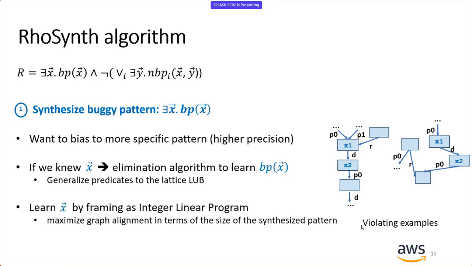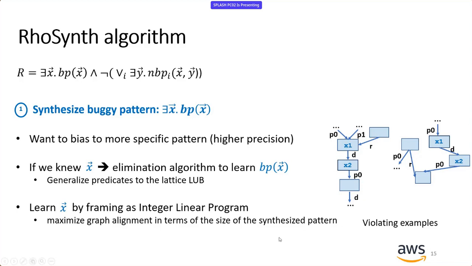Okay, so the crucial insight here is that we can actually learn this mapping X by framing the problem as an integer linear program. The integer linear program looks at these violating examples in a pairwise manner, and it tries to maximize graph alignment in terms of the size of the synthesized pattern. I'll talk about the integer linear program formulation in a couple of slides, but assuming that we have this formulation which can learn a good mapping X, I think we get the idea of how we can synthesize the buggy pattern.